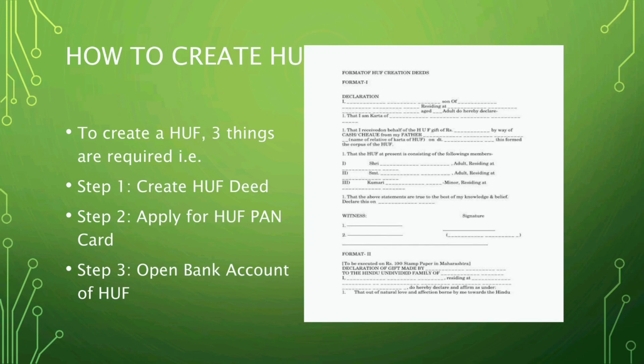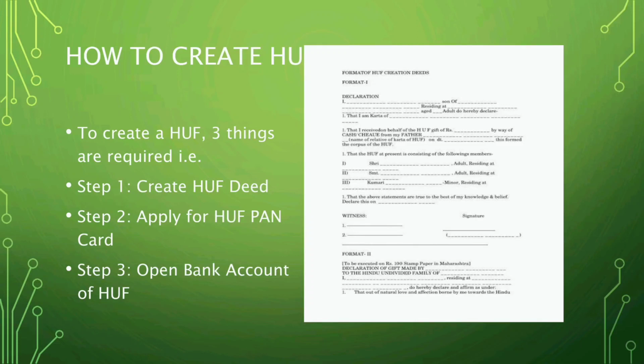There are various sources through which capital can be introduced in the HUF. Our second step is to apply for the HUF PAN. As the HUF is a separate entity different from its members, it is required to apply for a separate PAN card. An application for a HUF PAN card is made in Form 49A, which can be furnished online as well as manually.